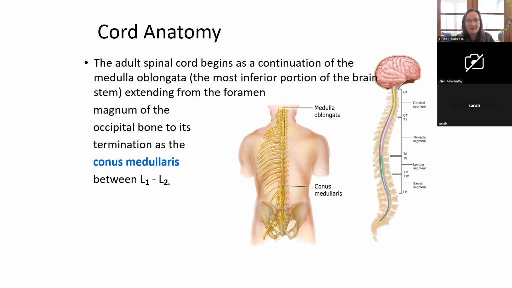So the spinal cord itself extends from just below the medulla oblongata all the way down through the vertebral canal until we hit about L1 or L2. The spinal cord doesn't actually go all the way down to the end of the spine, right? It ends about L1, L2. And from that point forward, there will still be a group of nerves that branch down through that vertebral canal, but the cord itself ends.